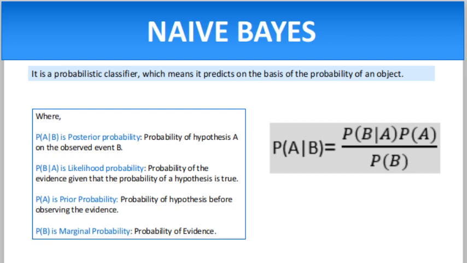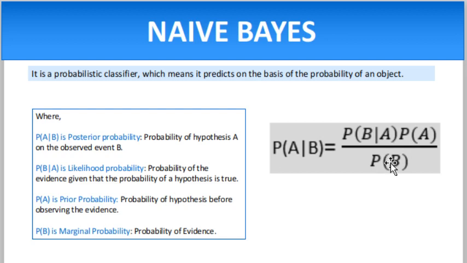It is called Bayes because it depends on the principle of Bayes theorem. Bayes theorem is also known as Bayes rule or Bayes law, which is used to determine the probability of a hypothesis with prior knowledge. It depends on the conditional probability. The formula of Bayes theorem is this.